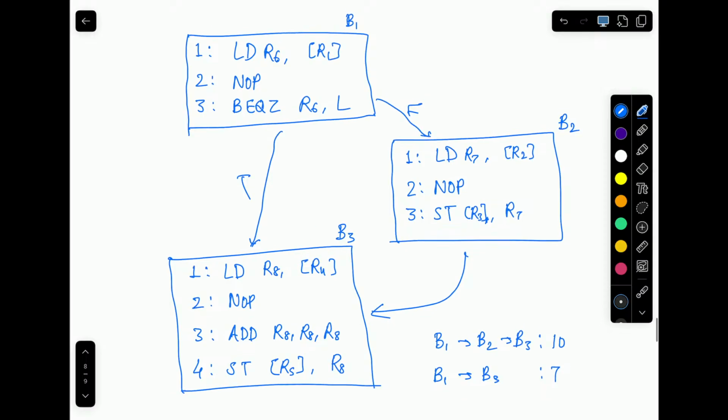But we see that there is scope to improve here. There are these no ops, 2 cycles lying idle. Can I reorder instructions across basic blocks and do something better? So in order to do that, let's make some observations here.